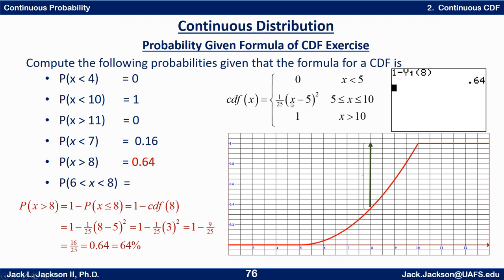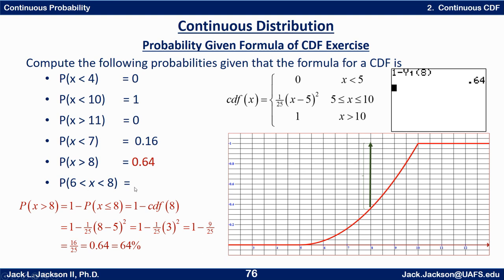If we had to do it without a calculator, we could do it with the formula by plugging in the 8 here. 8 minus 5 is 3, squared is 9, times 1/25 is 9/25. 1 minus 9/25 is 25/25 minus 9/25, which is 16/25, which is 0.64. Or we could just do 1 minus y1 of 8, which is 0.64. And you could even change that to a fraction in your calculator if you wanted the 16/25.